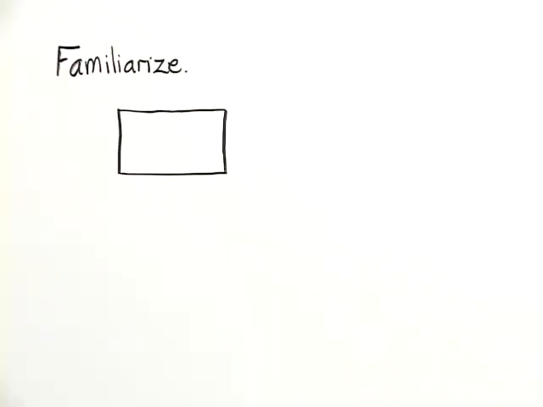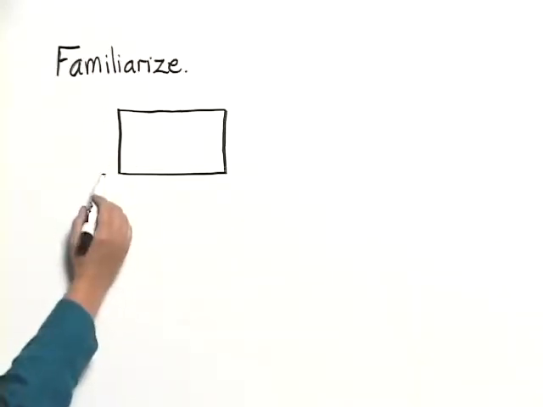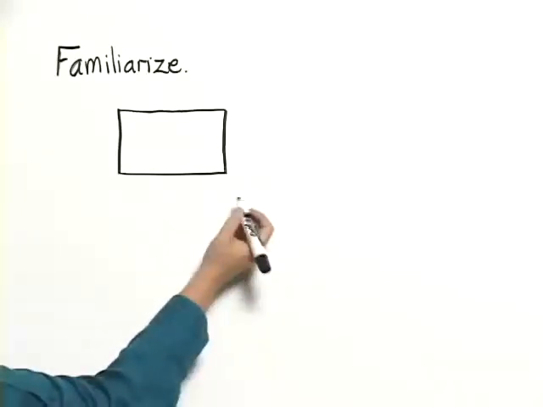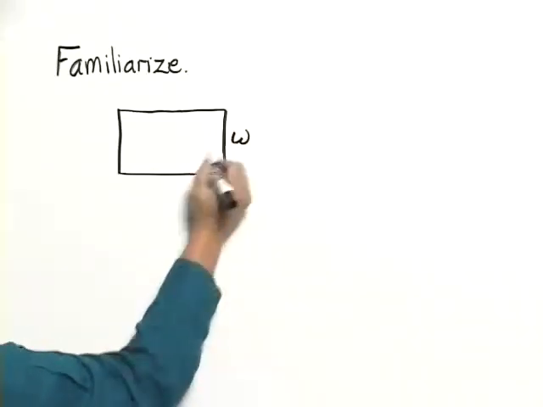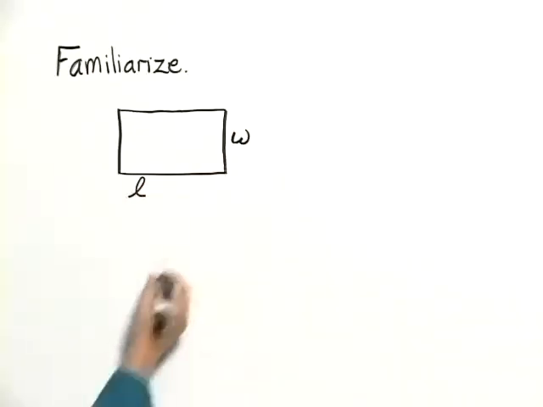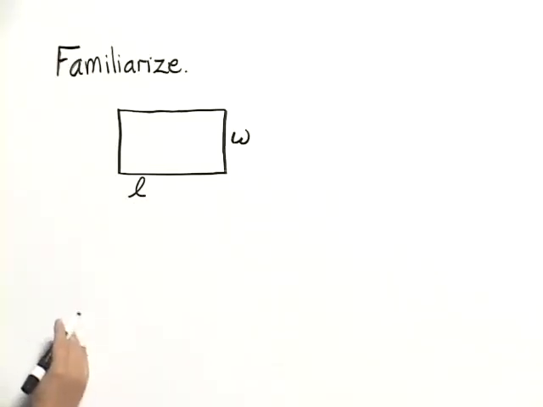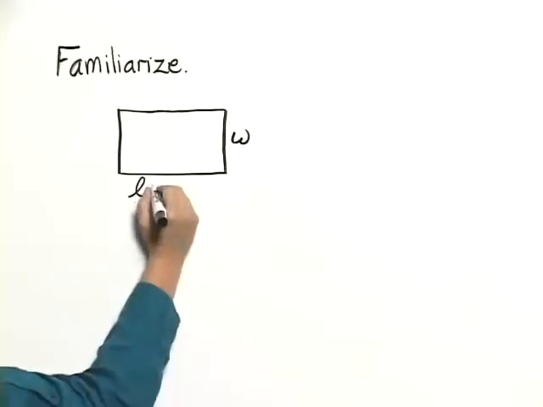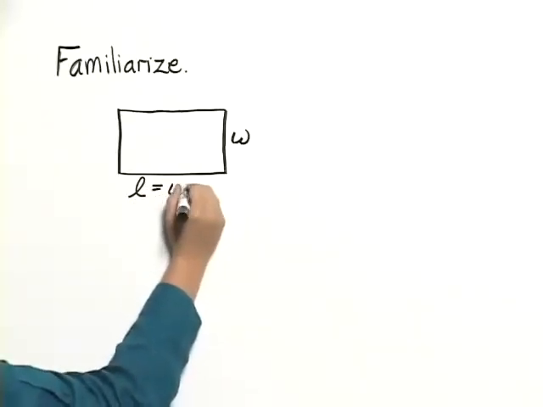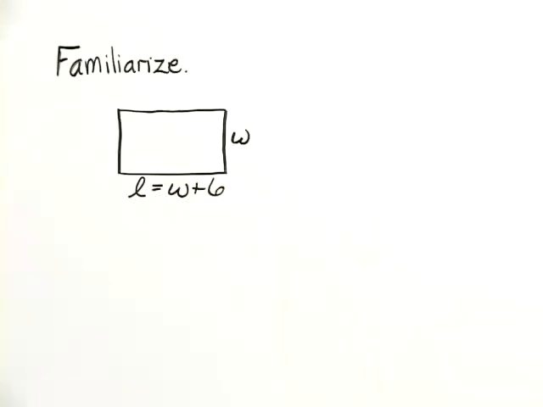Let's begin by using the first step of our 5-step problem-solving process, and that is to familiarize ourselves with the situation. We're talking about a rectangle, so we sketch a rectangle, and every rectangle has a width and a length. We don't want to use two variables, however, but we are told that the length is 6 more than the width, so we can write the length as W plus 6. Now that allows us to move to the next step, which is to translate.